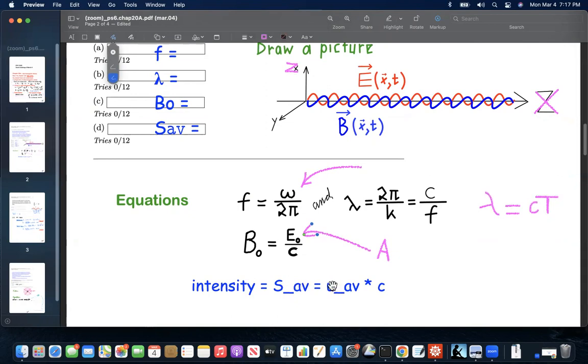Well, it's the energy density times C. So we could express the energy density as 1/2.